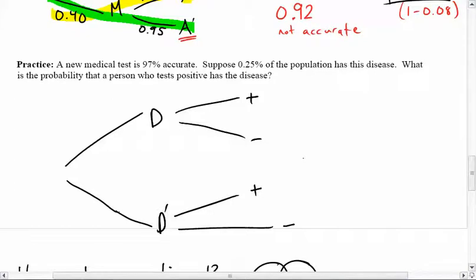So if 0.25% of the population has the disease, how many don't have the disease? 99.75%. This is not 25%. That would be a really sick country. So actually we have 0.0025 with the disease. Most people do not have this disease.